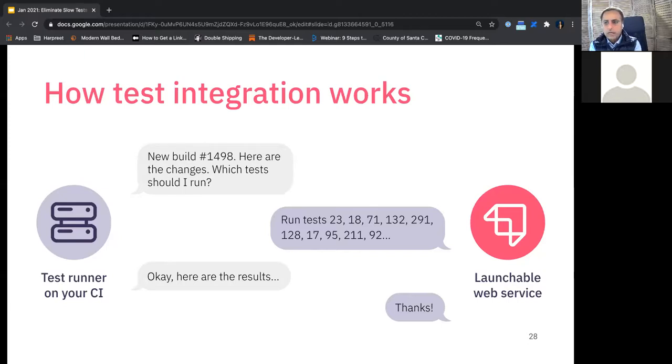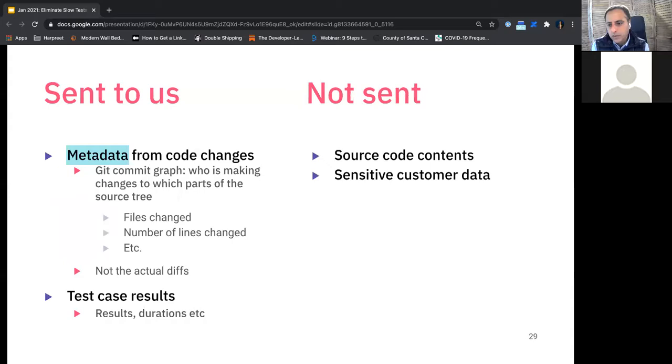So that also means that you're not actually looking at migrating harnesses or those kinds of things. Right? Typically one of the questions that come to us is, what's being sent to Launchable, and how sensitive is that data?